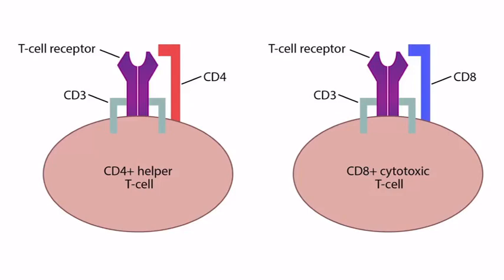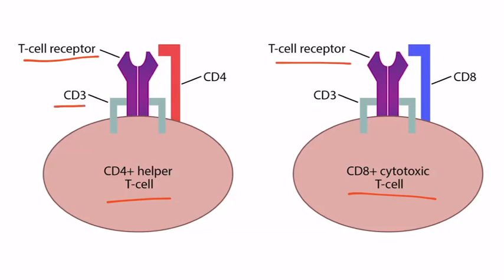So here's an image of a CD4 positive helper T cell and a CD8 positive cytotoxic T cell. There are three main components that you need to be familiar with. The first one is the T cell receptor. This is an important receptor that all T cells have, and it helps them recognize MHC complexes. We'll talk more about this in a second.